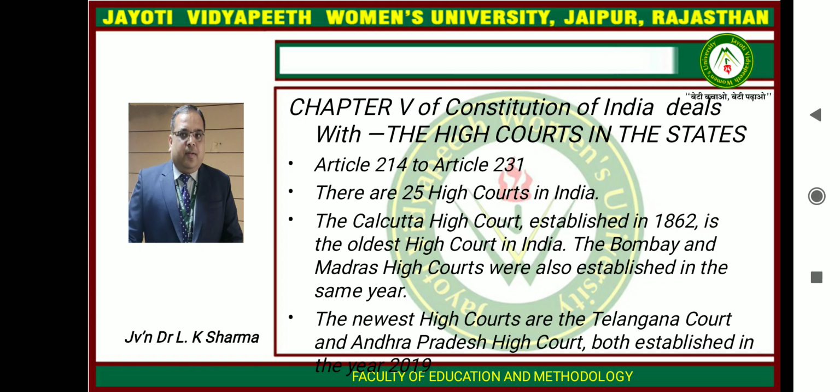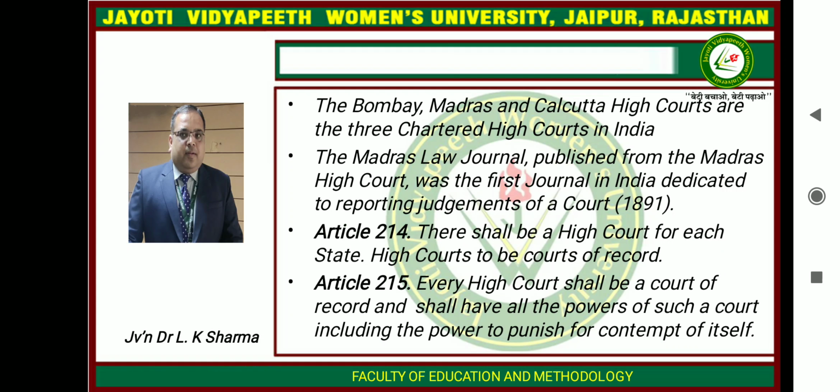The Calcutta High Court, established in 1862, is the oldest High Court in India. The Mumbai and Madras High Courts were also established in the same year. The newest High Courts are the Telangana High Court and Andhra Pradesh High Court, both established in the year 2019. The Mumbai, Madras and Calcutta High Courts are the three chartered High Courts in India. The Madras Law Journal, published from Madras High Court, was the first journal in India dedicated to reporting judgments of a court.